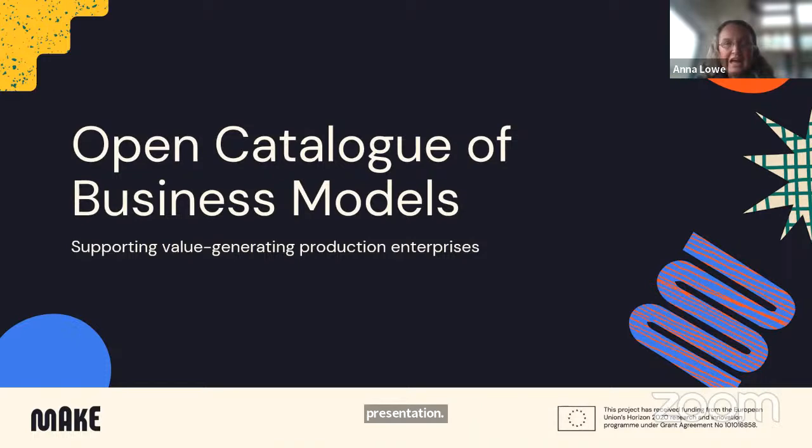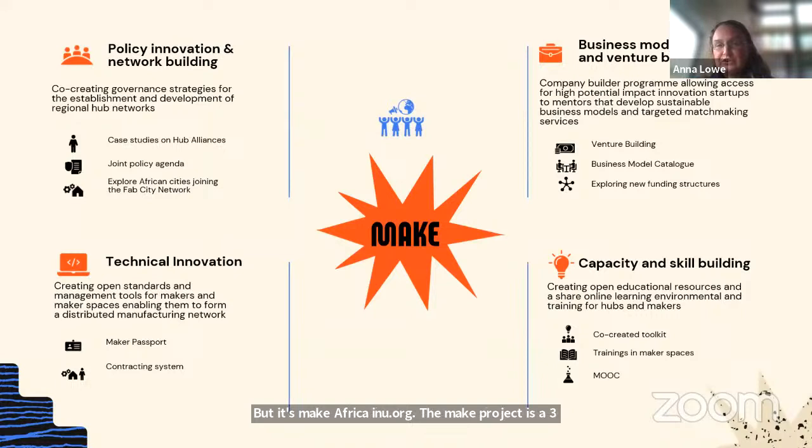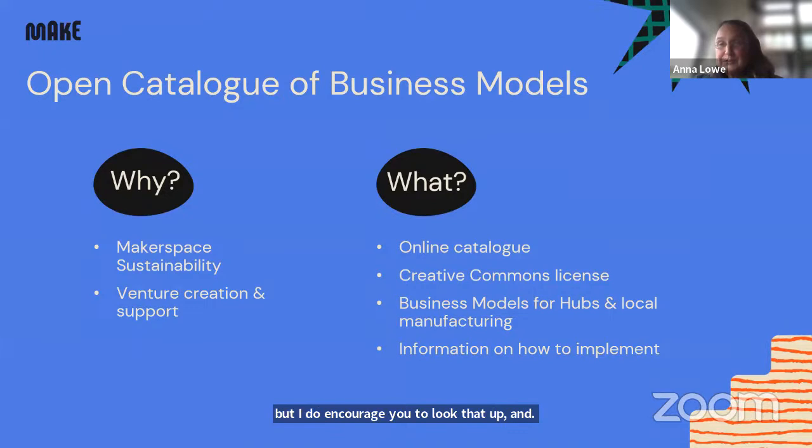The MAKE project is a three-year EU-funded project with a variety of different work streams, looking at the maker ecosystems, particularly in Africa and the EU, and how we can build links between them, and how we can prototype more distributed manufacturing infrastructures through that. There's all kinds of really fascinating work going on in the project, which I don't have time to talk about today, unfortunately, but I do encourage you to look that up. So the open catalogue of business models is one piece of work that's being done, and it's what I'm focusing on.